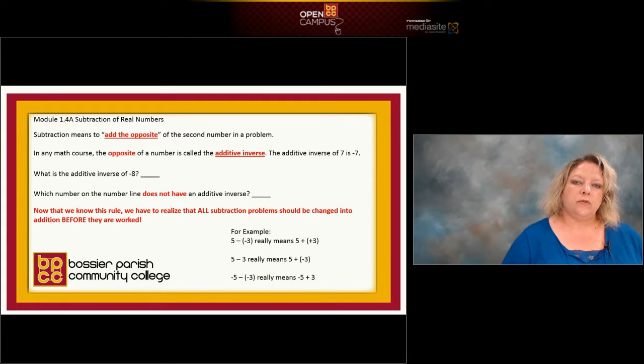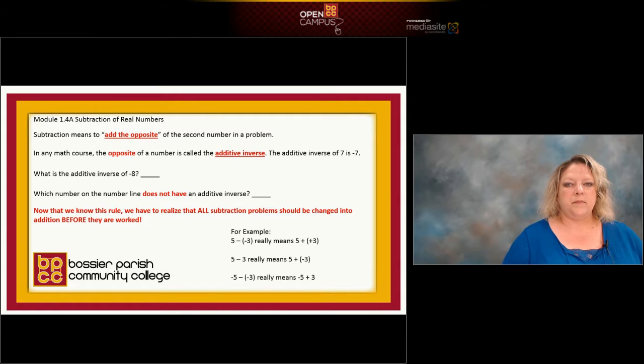Now that we know this rule, when you get ready to do any subtraction problem from now on, you need to be sure to rewrite it as addition using the additive inverse of the second number. For example, if you look on the slide, you'll see it says 5 minus negative 3 really means 5 plus a positive 3, because you're going to add the opposite of that negative 3, which is positive 3.